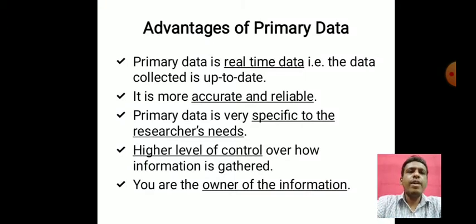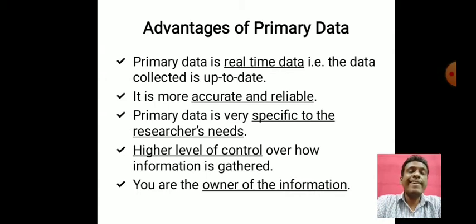Now, what are the advantages of primary data? In a previous lecture, we have seen what primary data is. Primary data refers to first-hand data or first-hand information that you collect for your research itself. So here the researcher, that is you, is collecting the information for your research problem. So when you are doing this, you are getting first-hand information, and that is primary data. Primary data is used because it has some advantages.